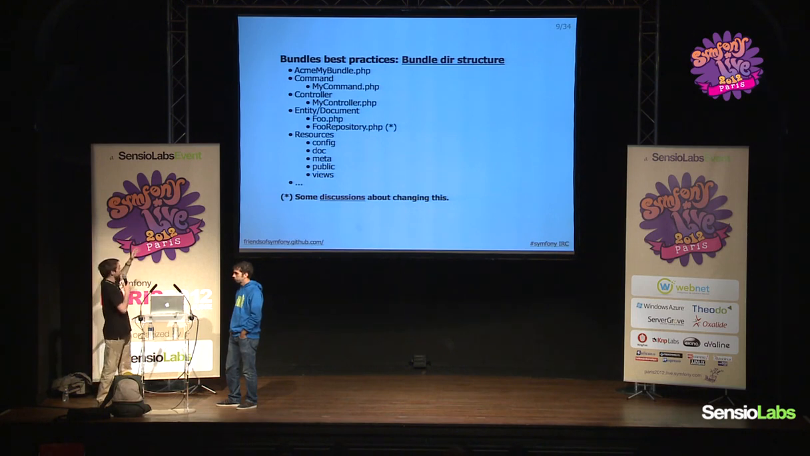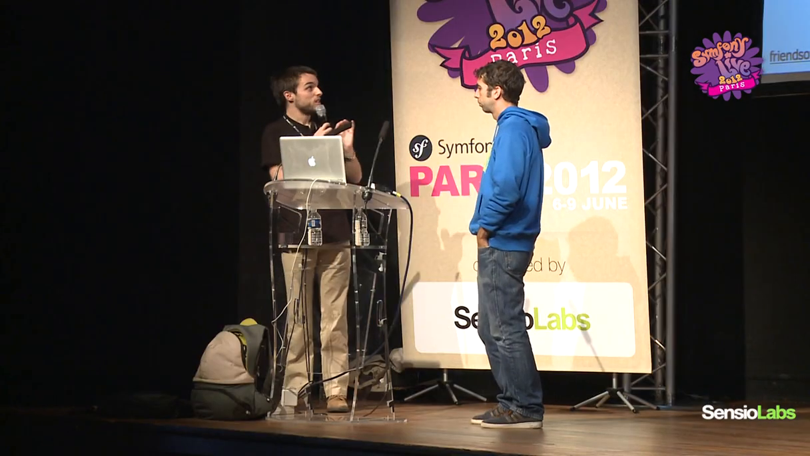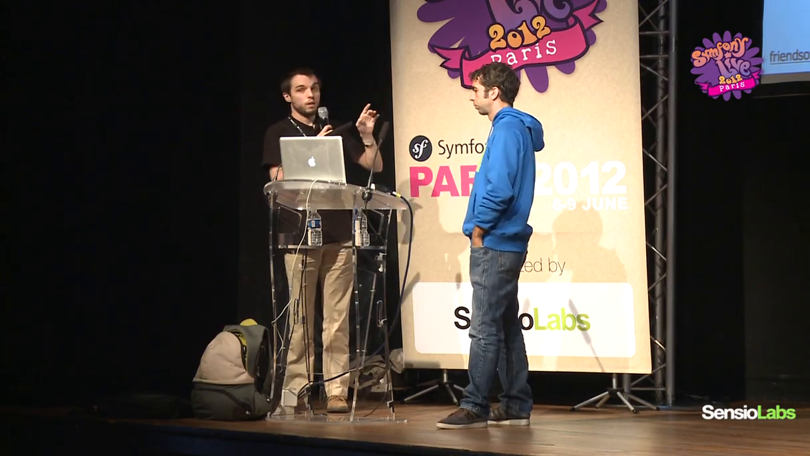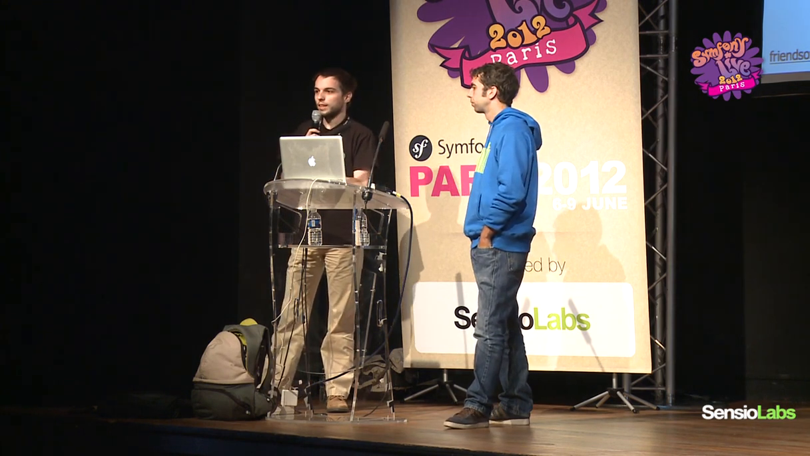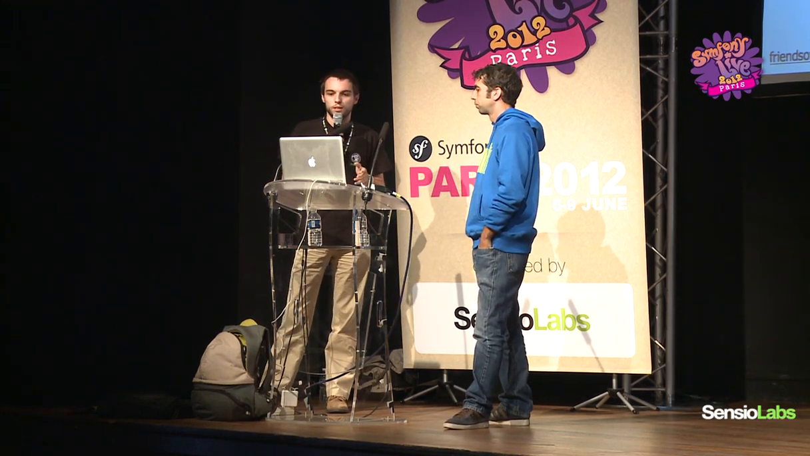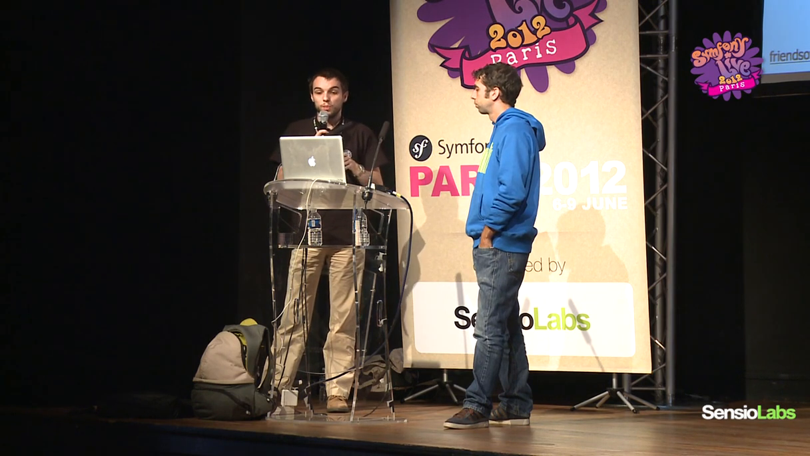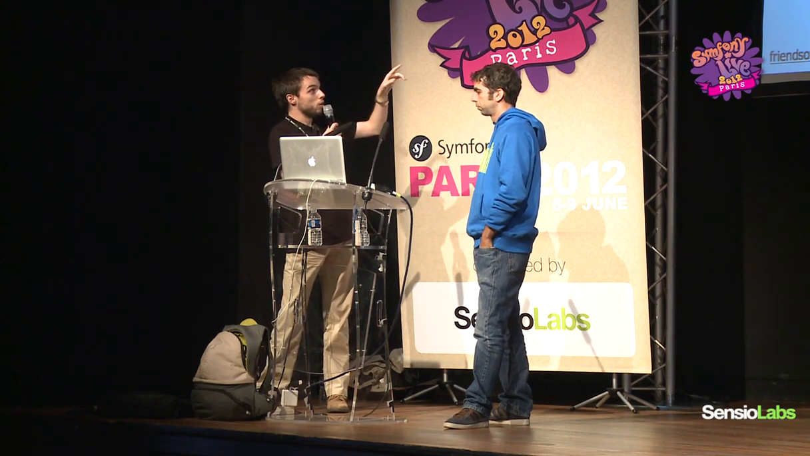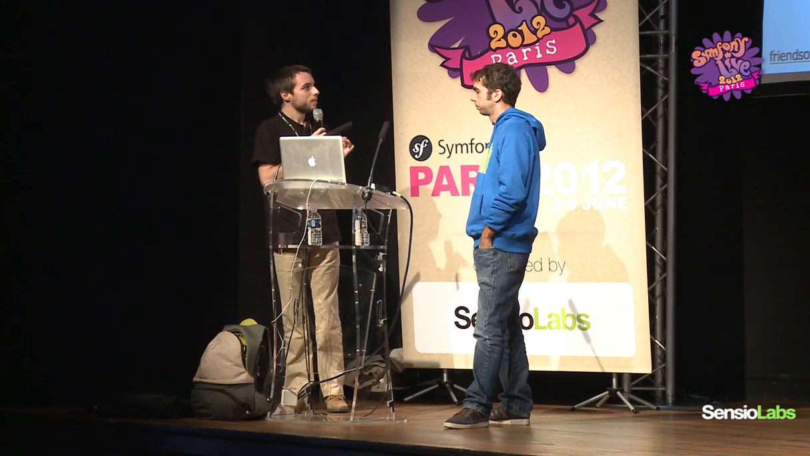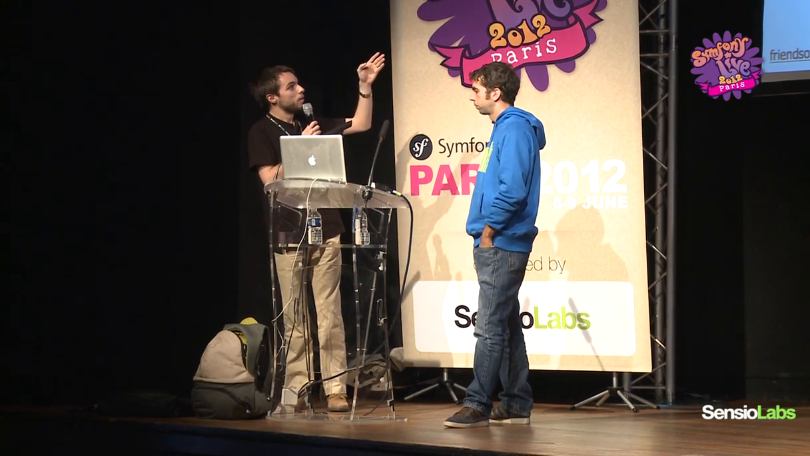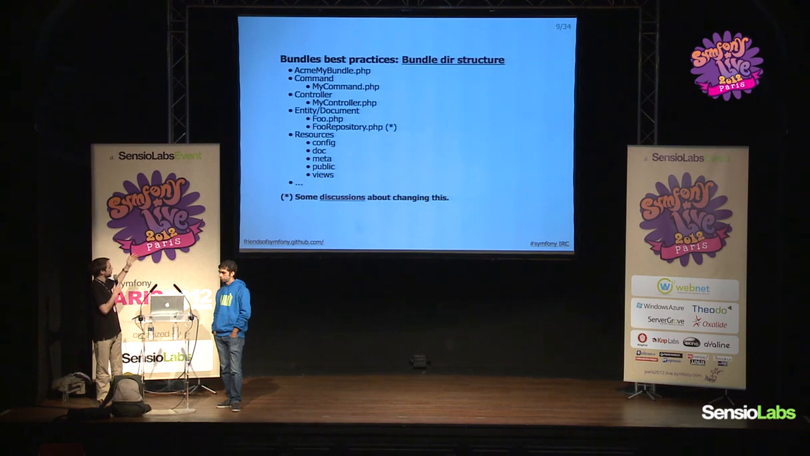And then there is resources, and here probably the most important one is not views or config, it's doc. Because if you don't have doc, people will hate you when they try to use it. It does not really matter if you put the doc in resource doc or directly in the README, but please write doc. So then public for assets and views for templates.